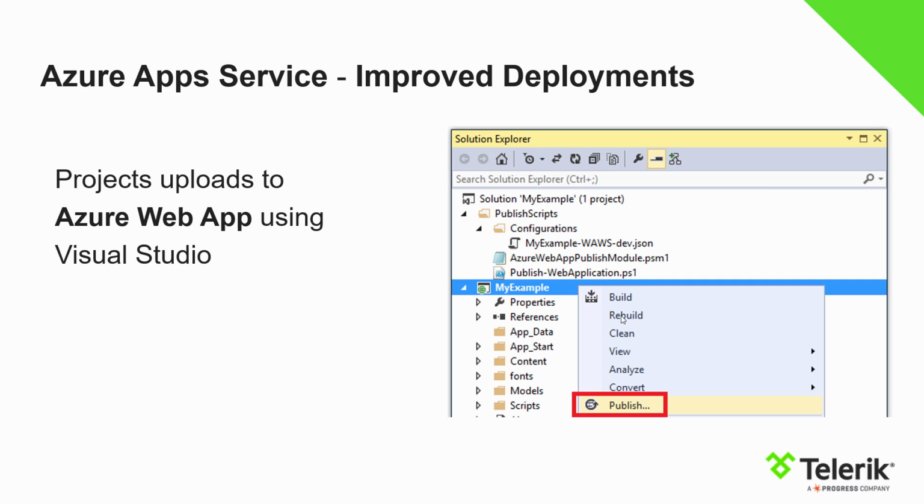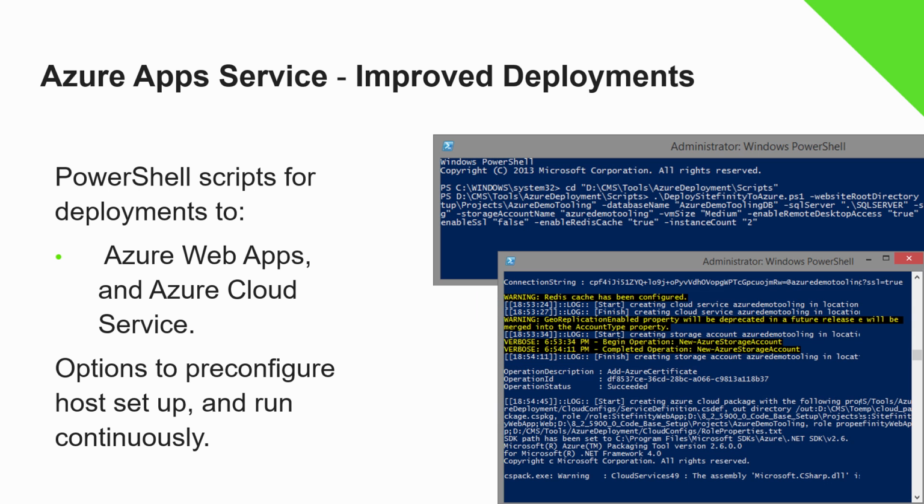You can also deploy your website files straight from Visual Studio using the standard publish functionality that Microsoft provides. And on top of that, we are adding PowerShell scripts for automated deployments to Azure Web Apps and Amazon Cloud Services, which allow you to pre-configure a desired hosting environment and set up continuous deployment processes.